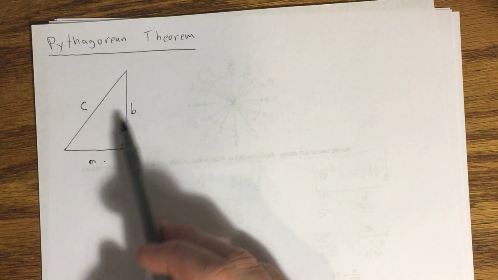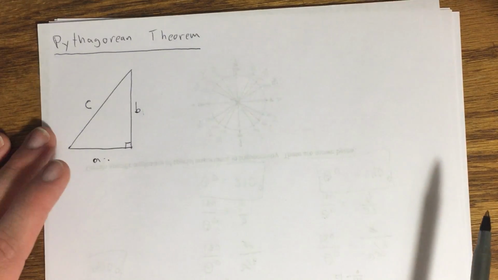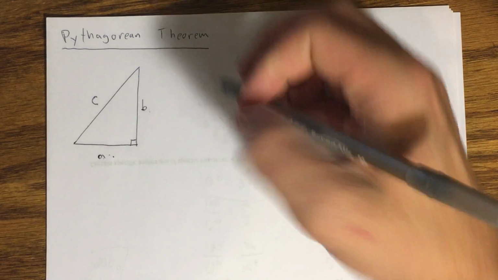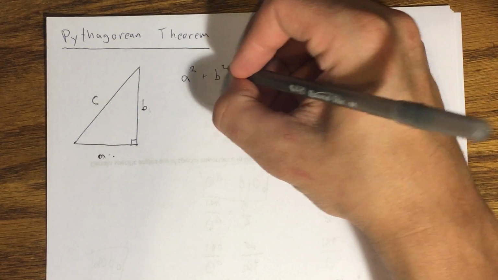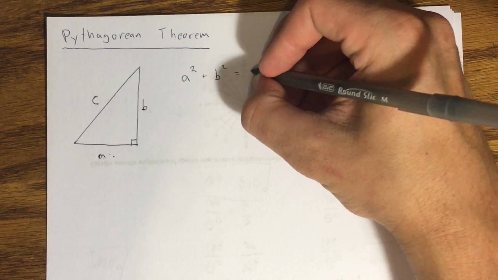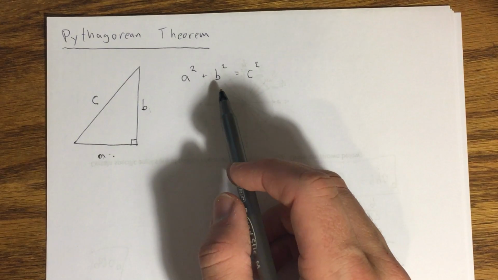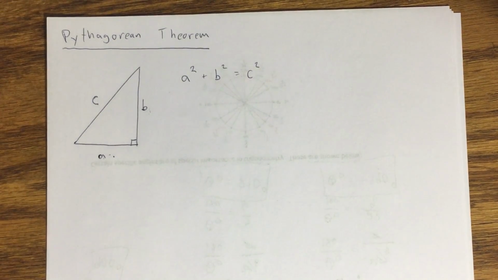It doesn't matter which of the two legs you call A or B, but it's important that you always call the hypotenuse C. Now the lengths of these three sides, if this is a right triangle, are related by this equation: A squared plus B squared equals C squared. Identity is the wrong word to use there; it should just say equation. This is what we call the Pythagorean theorem, and it's useful to find one of the side lengths of a right triangle if you know the other two.